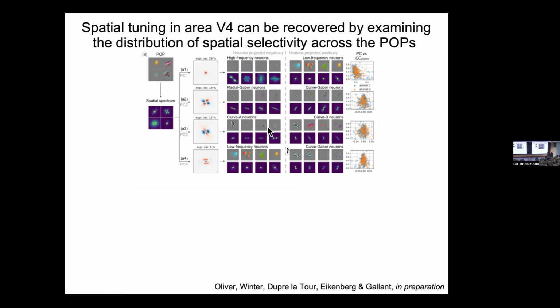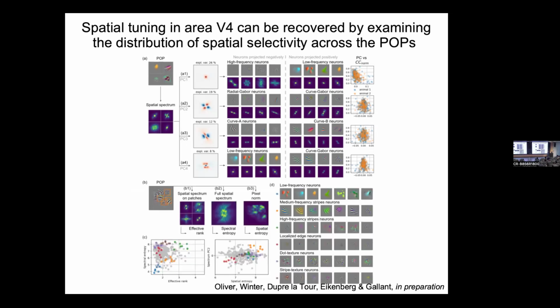And you can see that these 4 principal components kind of delineate a space where we've got high frequency versus low frequency neurons, radial versus curved Gabors, 2 different kinds of curvature, and principal component 3, who the heck knows what's going on there, and then low frequency neurons versus curved neurons on the 4th principal component.